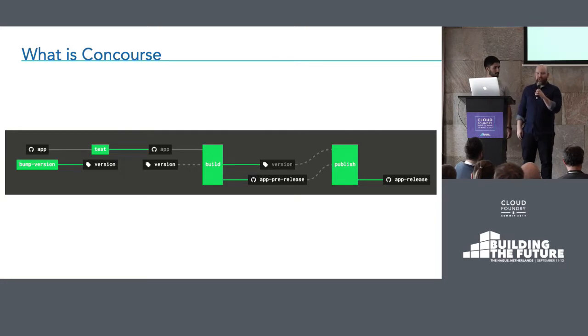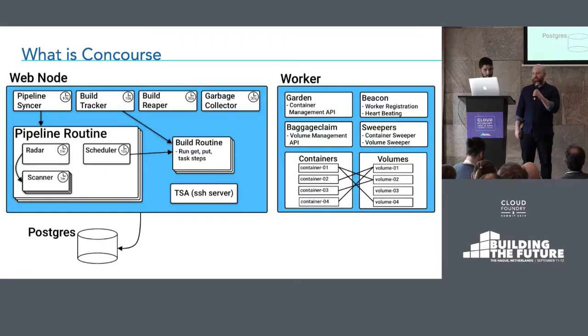It is important to emphasize that Concourse is container first. Everything in Concourse runs in containers, ensuring a clean environment on every run. Concourse consists of three main components: the web node, the worker, and the Postgres database. Given that Concourse is stateless in nature, you can spin up as many web nodes and workers as you want because state is kept within the database.